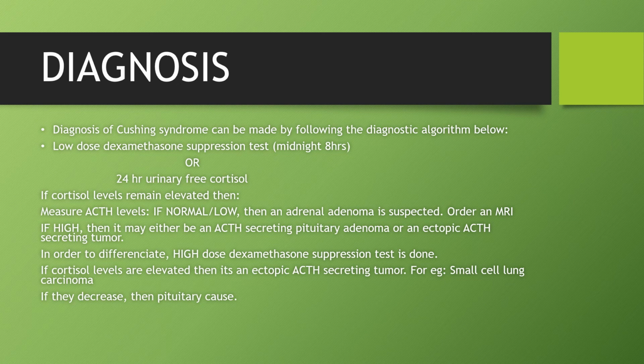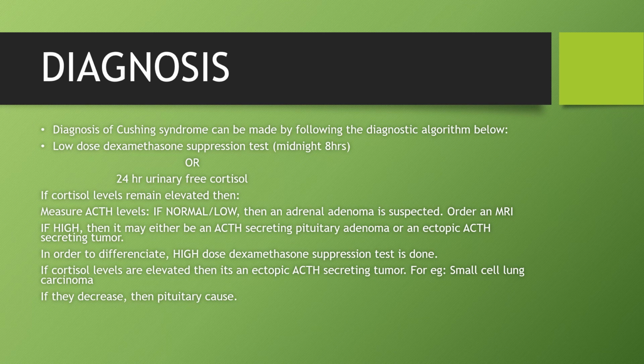the cortisol levels are elevated, right? And not enough cortisol binding globulin is present within the blood to bind to all of that cortisol, right? So therefore, the 24-hour urinary free cortisol might be elevated in Cushing syndrome, right? So if after having done both of these tests, the cortisol levels remain elevated, then we suspect Cushing syndrome, and then we will measure the ACTH levels.